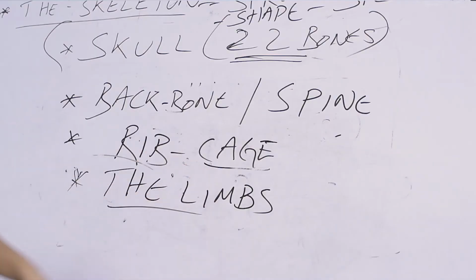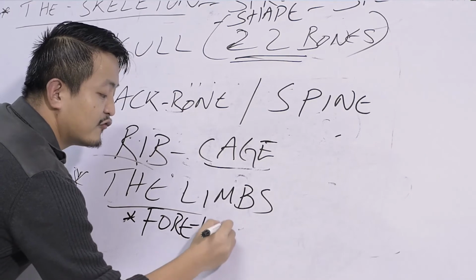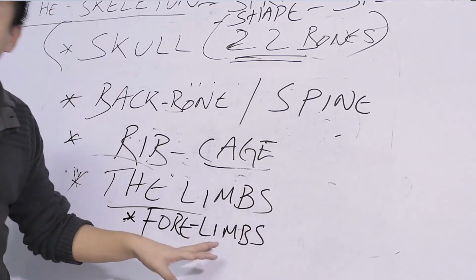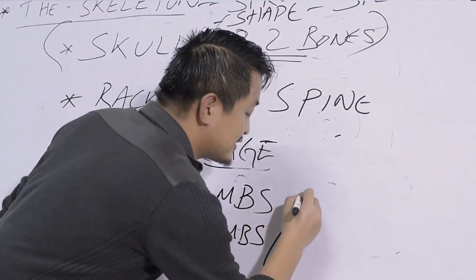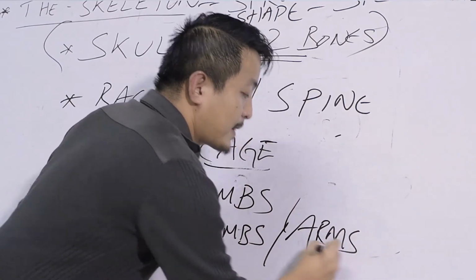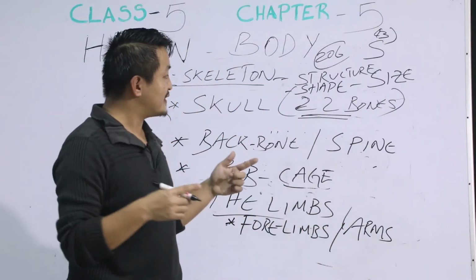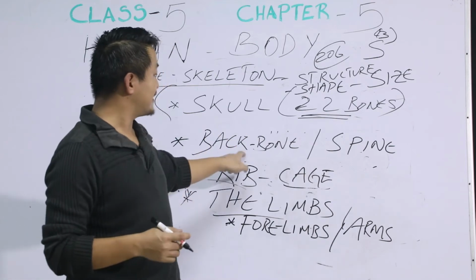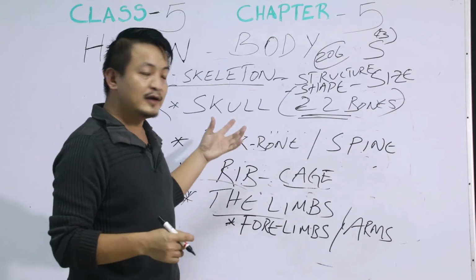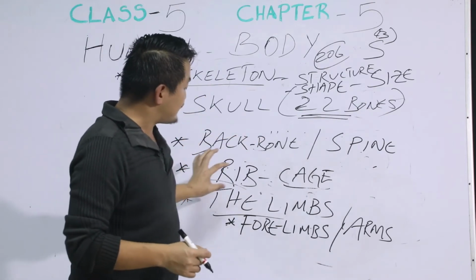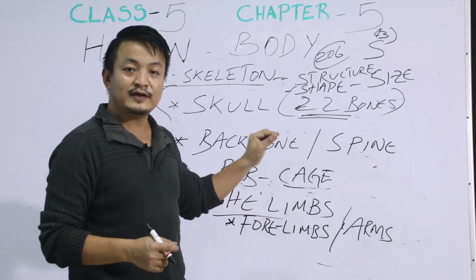Now, let's talk about the forelimbs, or the arms. These arms, forelimb, I'll just write here, arms. Now they are attached with the spine. Remember the spine that I've discussed here, backbone. We have 33 vertebrae, right? Now the forelimb, the arms, is attached with the spine.